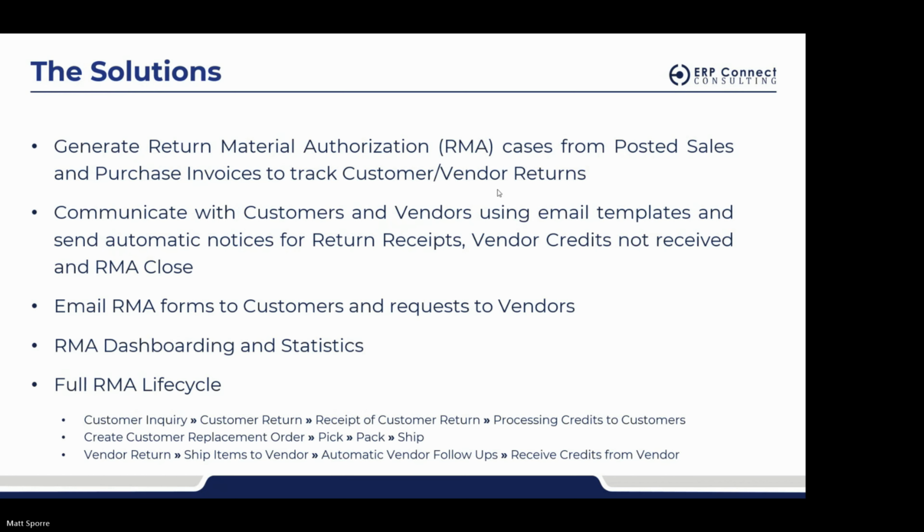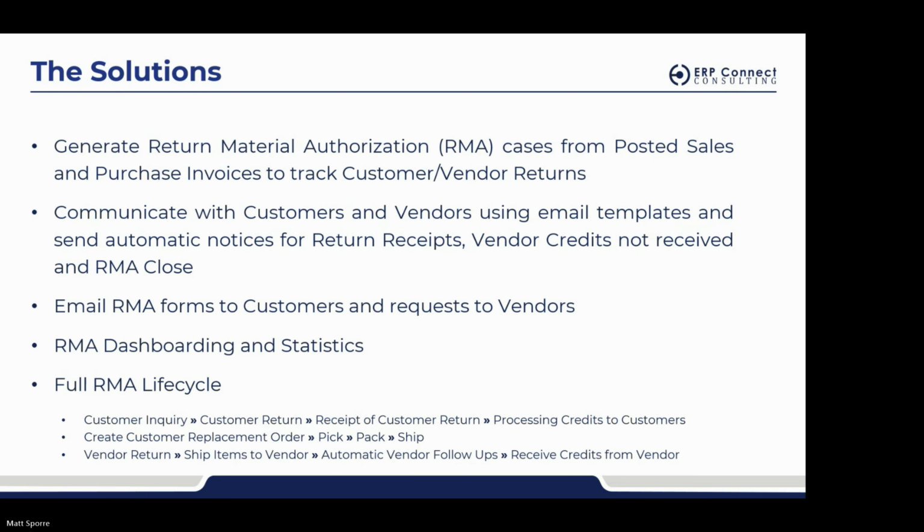As we jump into the solutions, some of the things that we're going to be going through today are how to generate an RMA from posted purchase invoices as well as sales invoices and track that full end-to-end life cycle for the customers and vendors, and how to communicate with customers and vendors. We've got a lot of different email templates and things you can do automatically, both with the customer and the vendor side of things, right? One of the popular cases is somebody will submit an RMA, but then they don't actually send their goods back, or you submit the goods back to your vendors, they don't submit the credits back to you, things like that. So we're going to automate all that communication.